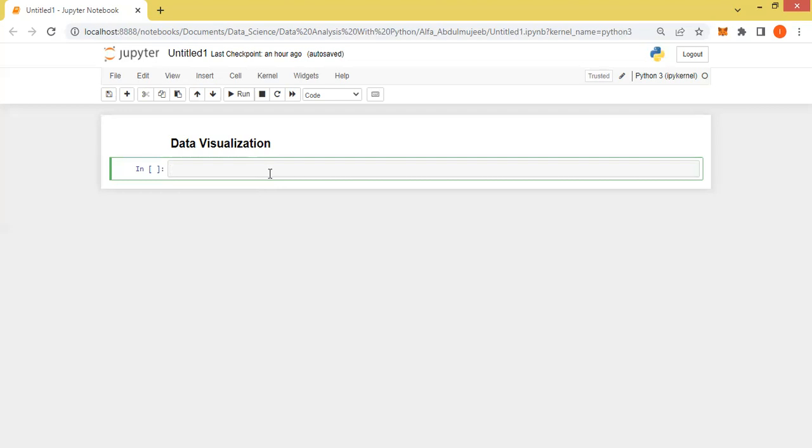Note that ordinal data is also categorical data. Nominal data is categorical data, and ordinal data as well is categorical data, or we call it qualitative data. So both ordinal and nominal, we classify them as qualitative data, or we can still call them categorical data.